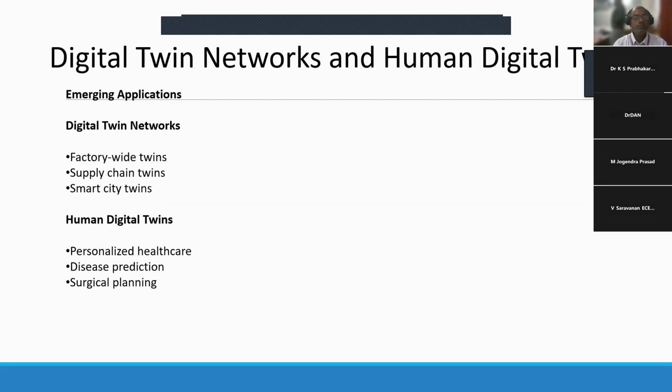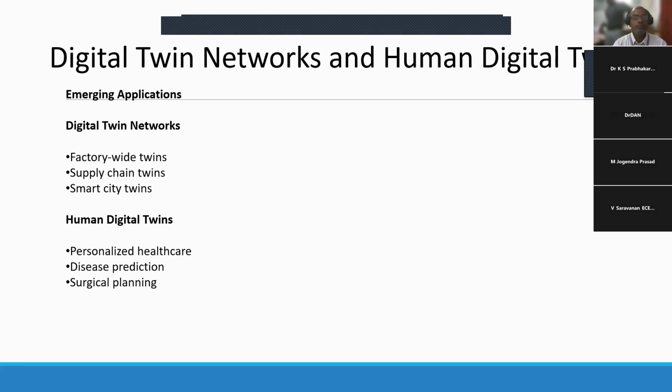The third one is digital twin networks and human digital twins. Suppose an organization creates digital twin networks that connect all the machines, production lines, and entire supply chains. This kind of interconnected ecosystem may provide a holistic view of operations and also enable enterprise-level optimization.